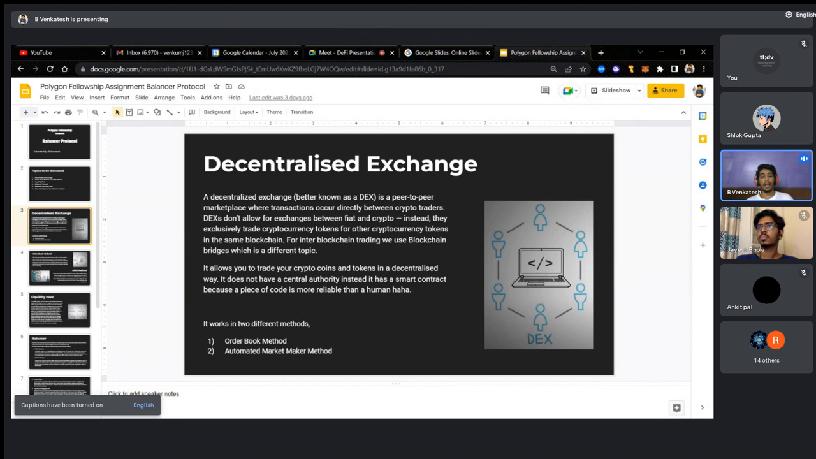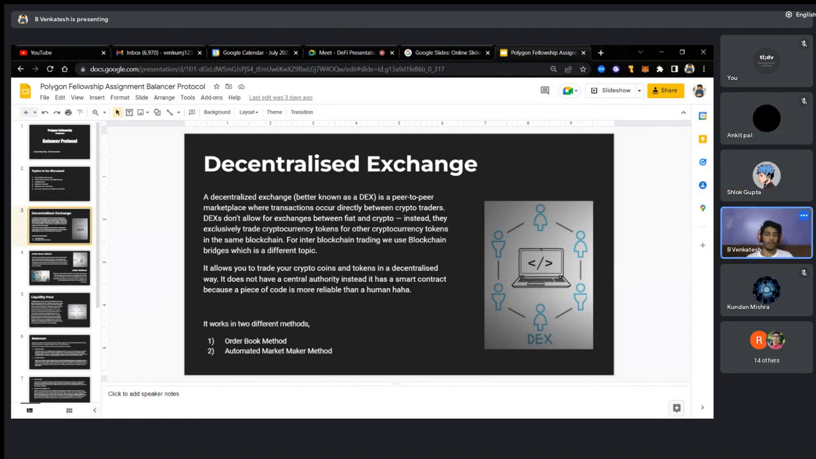And another thing is that if you are trading between two cryptocurrencies, it must be from the same blockchain, all right? If there is a different blockchain, like if you want to trade a coin with a coin which is in a different blockchain, for that we use blockchain bridges, which is a different and vast topic now.